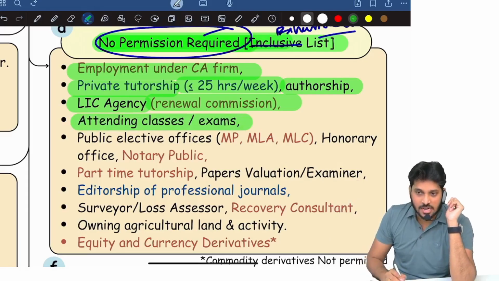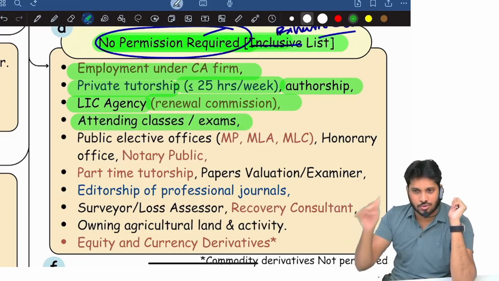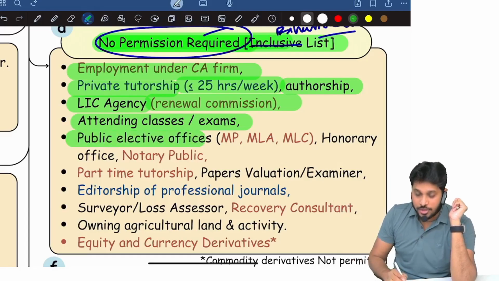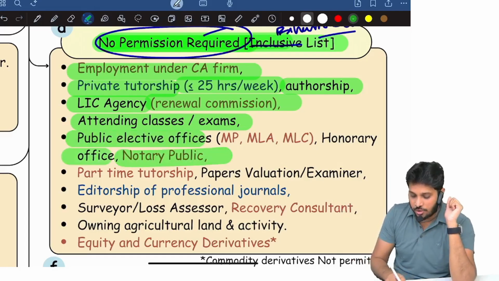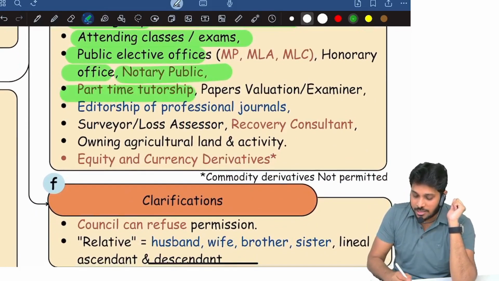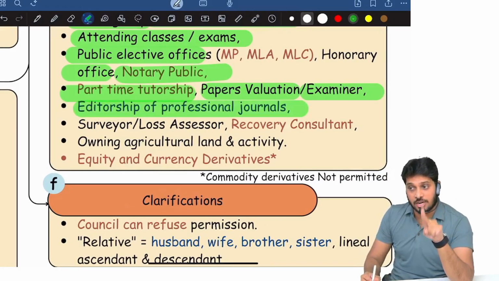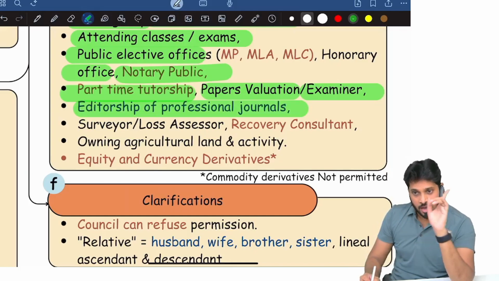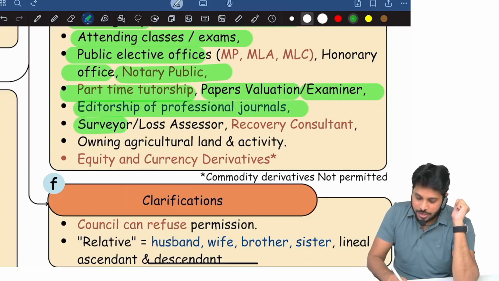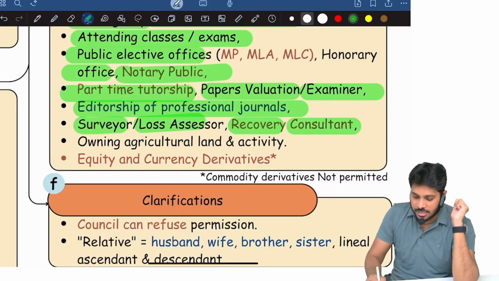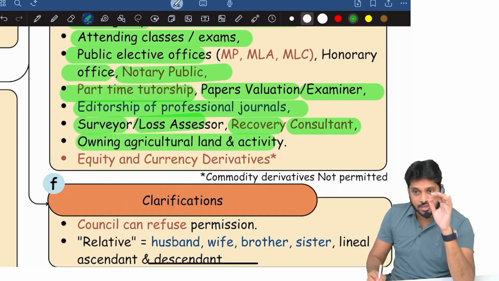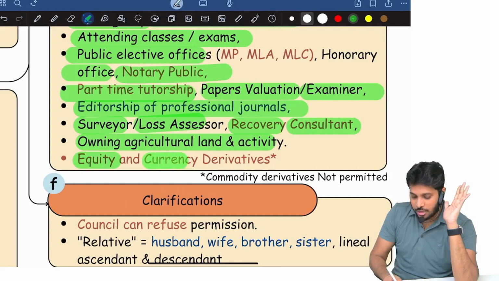Attending classes and attending exams, foreign courses, Indian courses, doesn't matter, permitted. You can be an MP, MLA, MLC, hold an honorary office, be a notary public, all that is permitted. Part-time tutorship, paper valuation, examiner, permitted. Editorship of a professional journal, not retail journals, is permitted. You can be a surveyor, loss assessor, recovery consultant, all that. And you can own agricultural land and do agricultural activity. You can do equity and currency derivatives also.